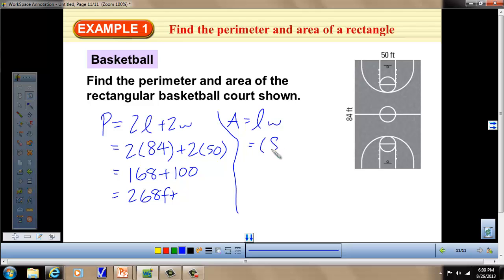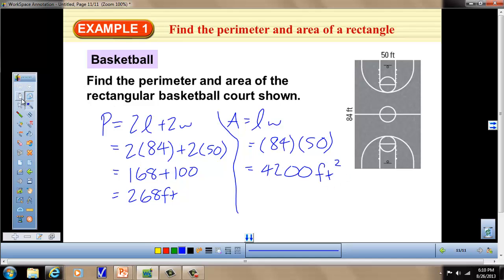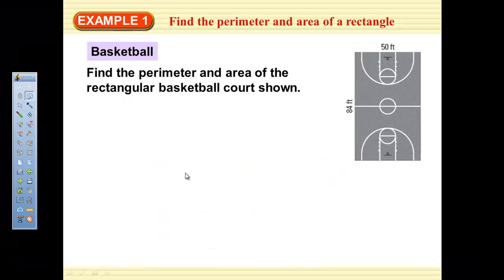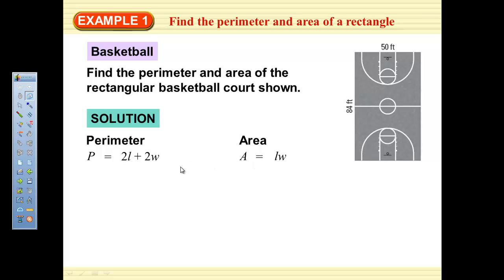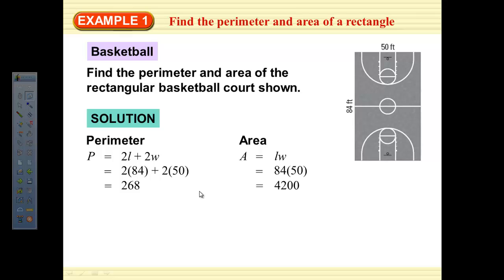So in this case, we have 84 times 50. If we multiply that out, we get a 0 there, a 0 there, and 42. So this time it's 42 square feet. And that's all you have to do for these problems. But you do have to memorize these formulas. So again, perimeter and area, there are the formulas. Here's us plugging it in, and there are the solutions.